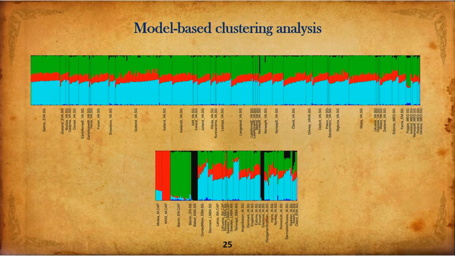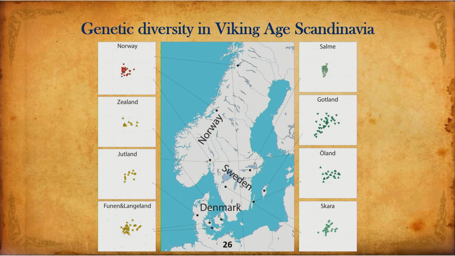And just to focus slightly on Salme, we can see that all of the individuals have relatively similar proportions of blue, red, green compared to each other, as compared with different sites, and I'll get into that. That means they're relatively more homogeneous. They have very similar proportions between the individuals. And this is what we essentially see here. This is the genetic diversity in Scandinavia during the Viking Age.